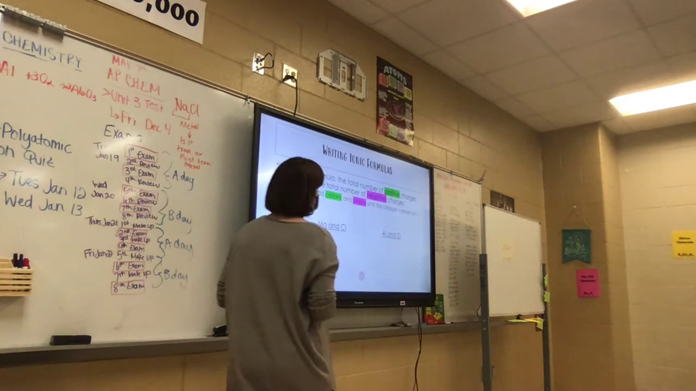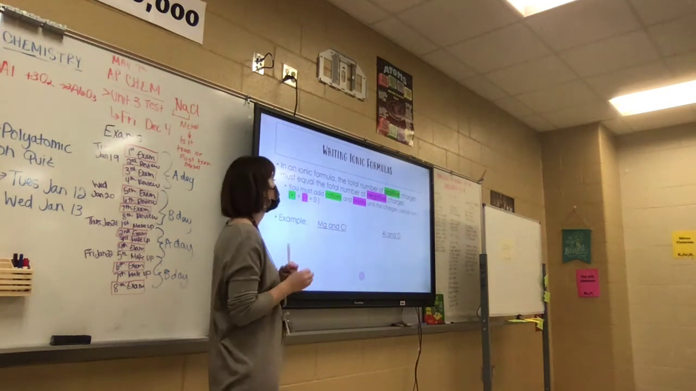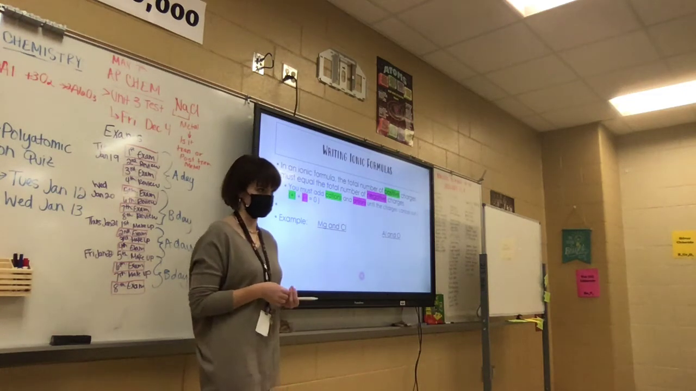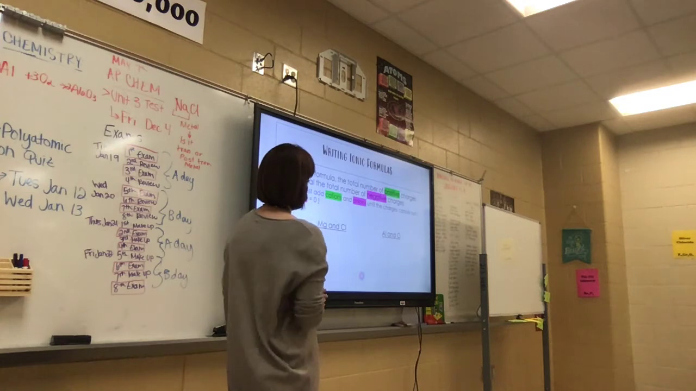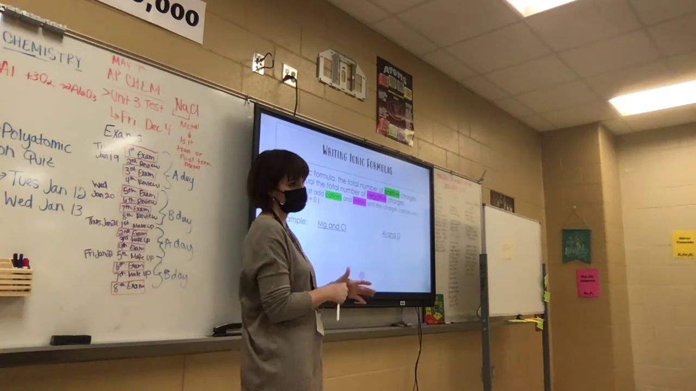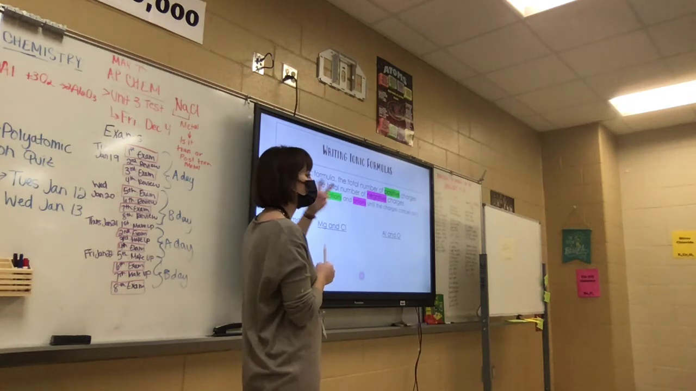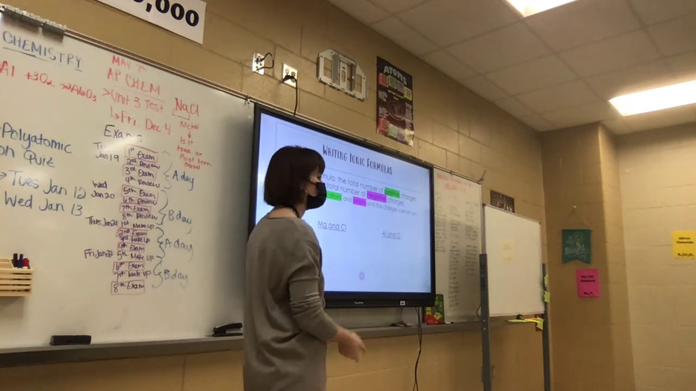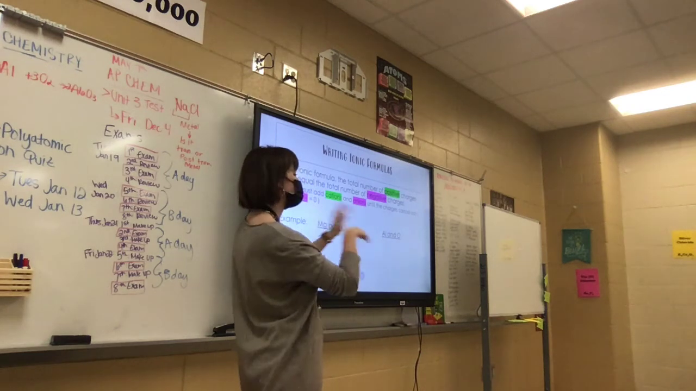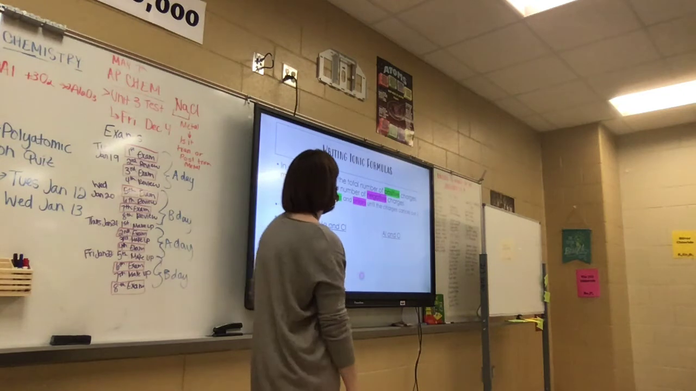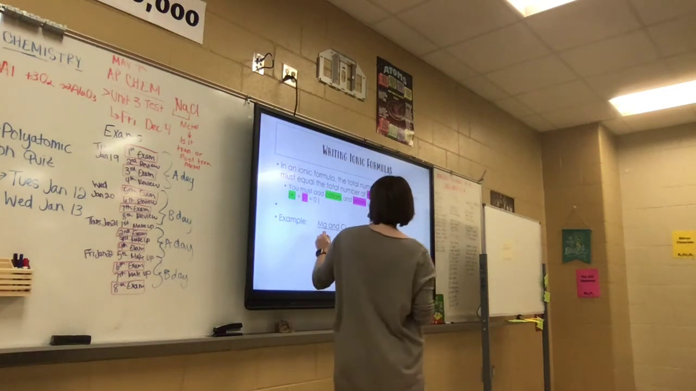So remember, in an ionic formula, the total number of positive charges must equal the total number of negative charges, okay? So you must add cations and anions until the charges cancel out. So if the overall negative charge is -6, the overall positive charge has to be +6, okay? So what you're going to do is add cations and anions until you get those overall charges to be the same.